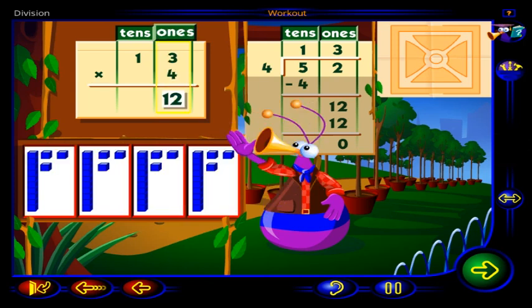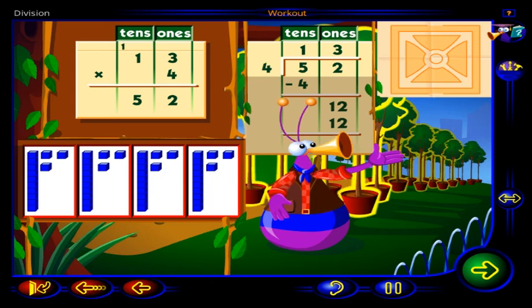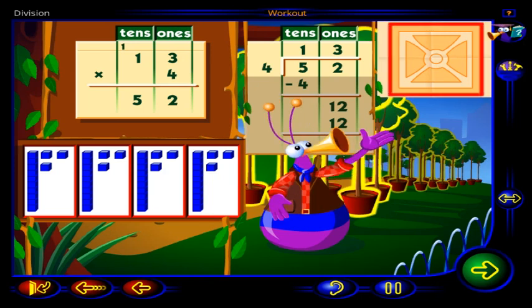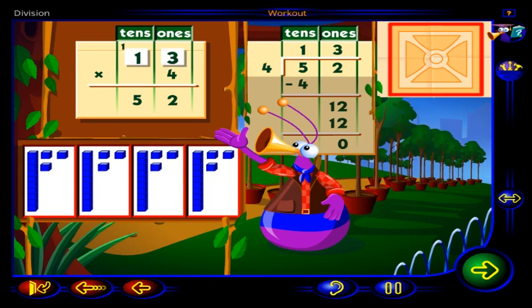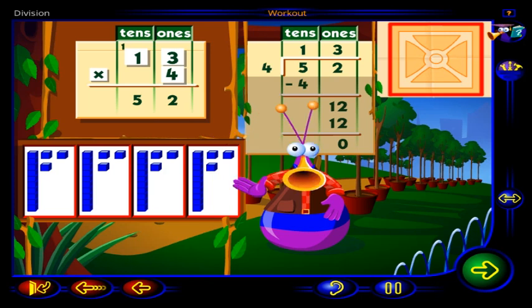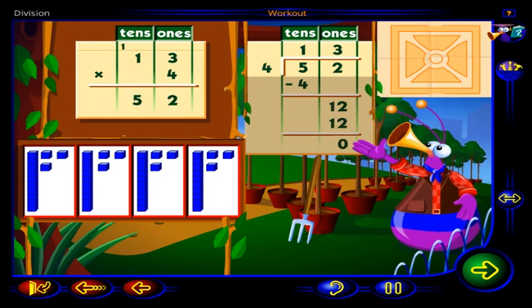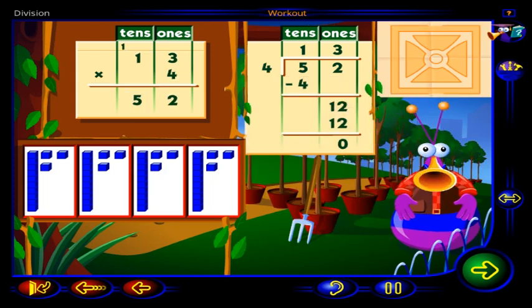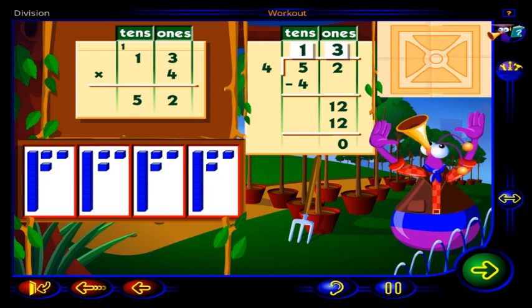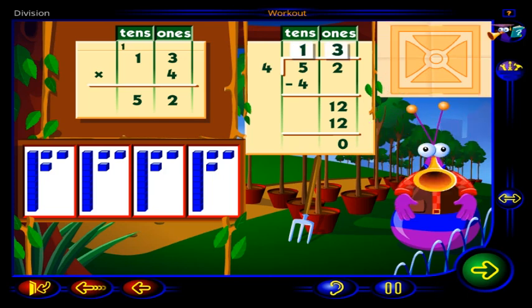You can regroup 12 ones as 1 ten and 2 ones. 4 ones times 1 ten is 4 tens. Plus the ten you regrouped gives you 5 tens. So, when you multiply the number of trees you're going to plant on each side, 13, by the number of sides, 4, you get the total number of trees, 52. Your division is correct. You need to plant 13 trees on each side of the park. Better start digging.